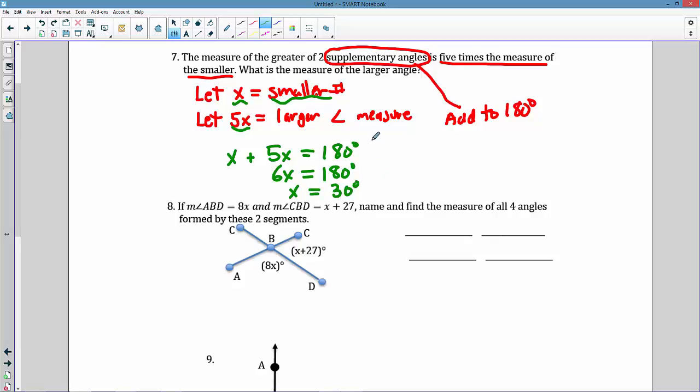X equals 30 degrees. What is the measure of the larger angle? Well, it's not 30 degrees, it's 5x, right? So you have to use your let statement here. So it's 5 times 30, which equals 150 degrees. That's our final answer.